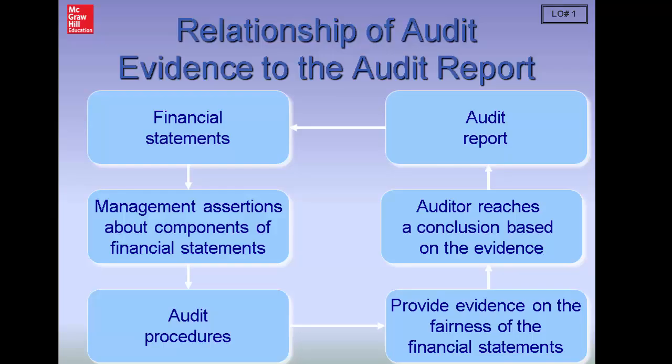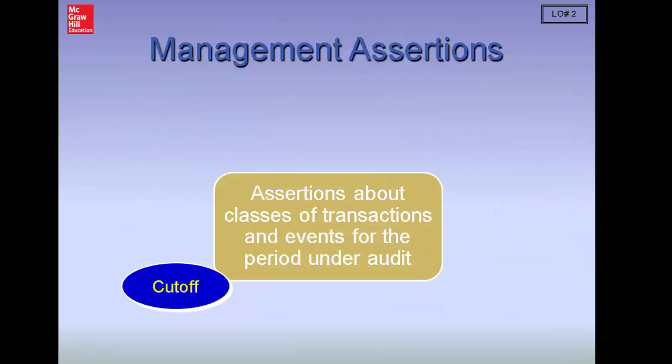The auditor completes audit procedures based upon these management assertions, and these audit procedures are based upon evidence provided by management. The auditor interprets this evidence, reaches a conclusion, reports in the audit report the opinion of the financial statements, and this audit report then is embedded in the financial statements, and hence we have the audited financial statement.